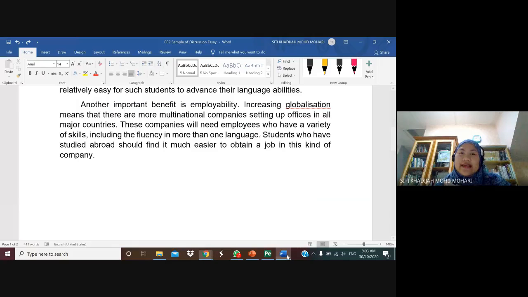Yes, madam. Okay, Alia, this is the second body paragraph. Could you read this out loud?